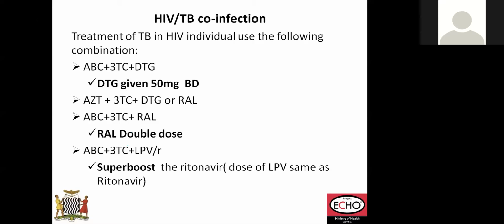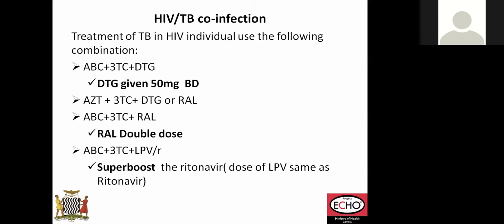Then Abacavir, Lamivudine, Lopinavir, Ritonavir, where we super boost the Ritonavir. When we say super boost, we mean the dose of Lopinavir should be the same as the dose of Ritonavir. As an example of what is currently available, our formulations have Lopinavir 200 and Ritonavir 50. If we super boost, the Ritonavir dose of 50 has to be increased to 200, so it becomes 1-to-1.